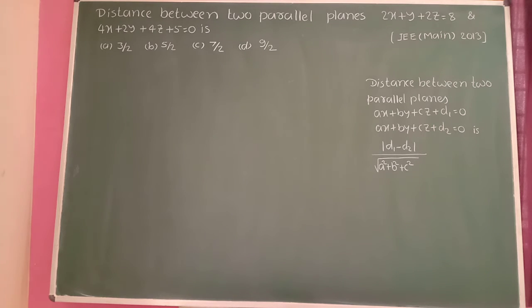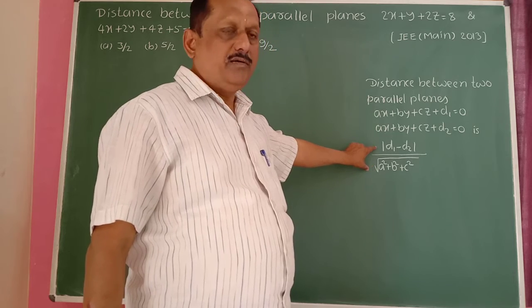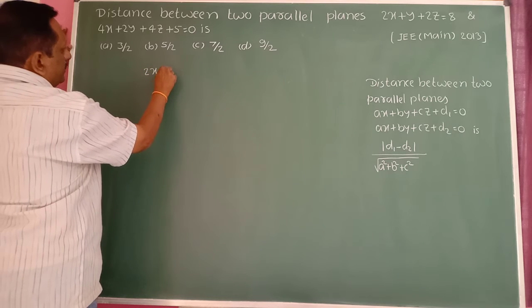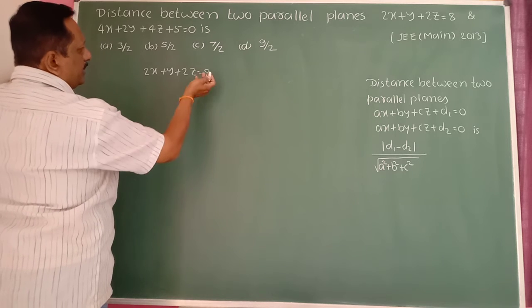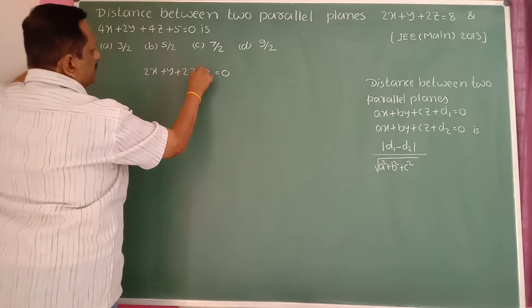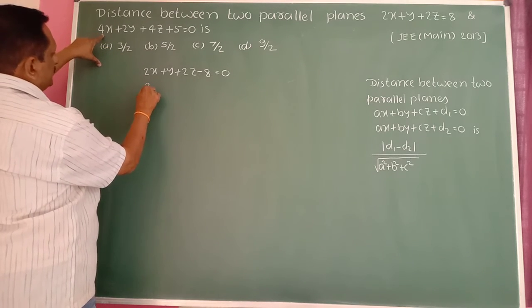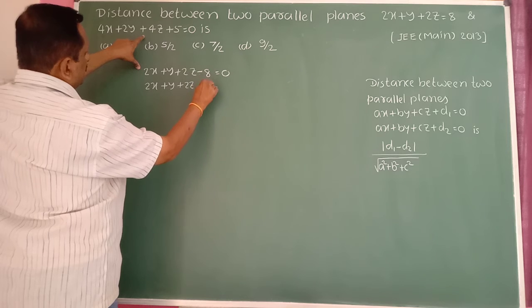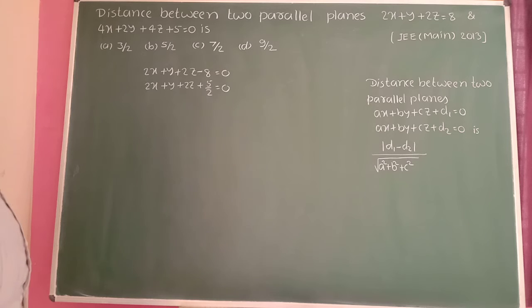So what is the distance between the two parallel planes? This is the formula if planes are parallel. Hence, the given planes are 2x plus y plus 2z is equal to 8, or take 8 to the left side, minus 8 is equal to 0. And here divide this equation by 2. So 2x plus y plus 2z plus 5 by 2 is equal to 0. So these are the two given parallel planes.